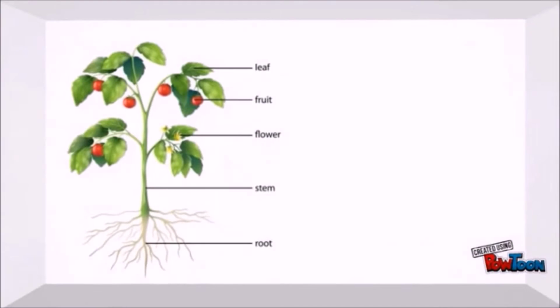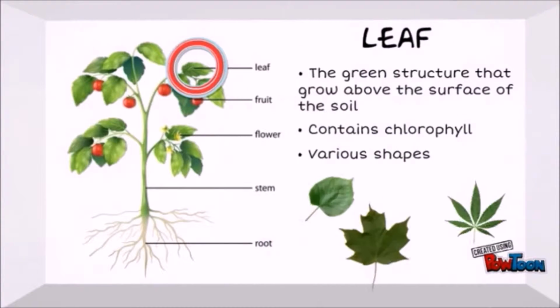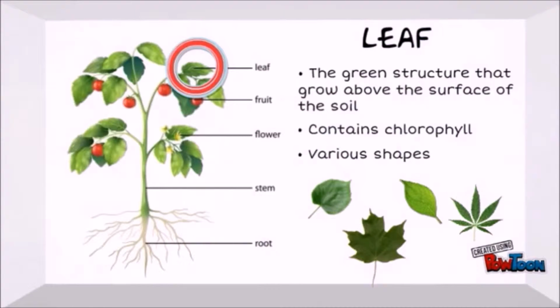Now let us take a look at the parts of the plants. The first one is the leaf. Basically, the leaf is the green structure that grows above the surface of the soil. It contains chlorophyll and usually varies in shapes.